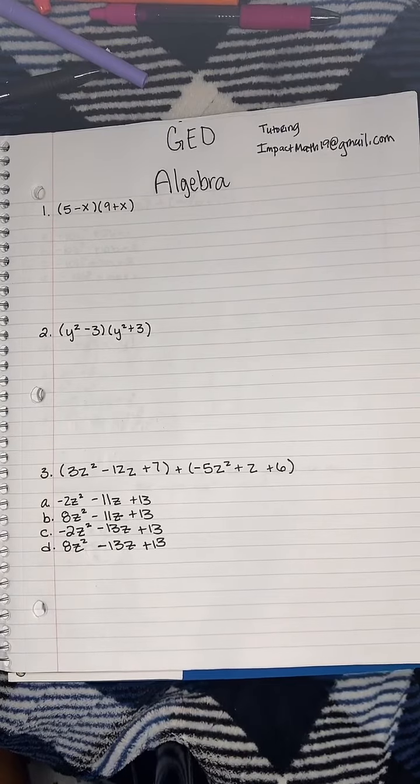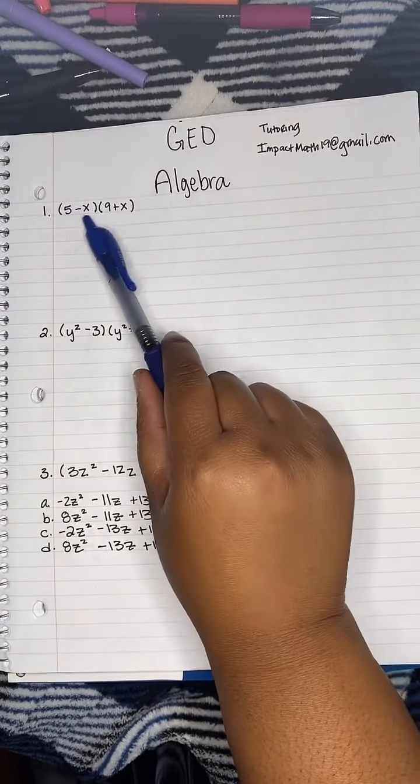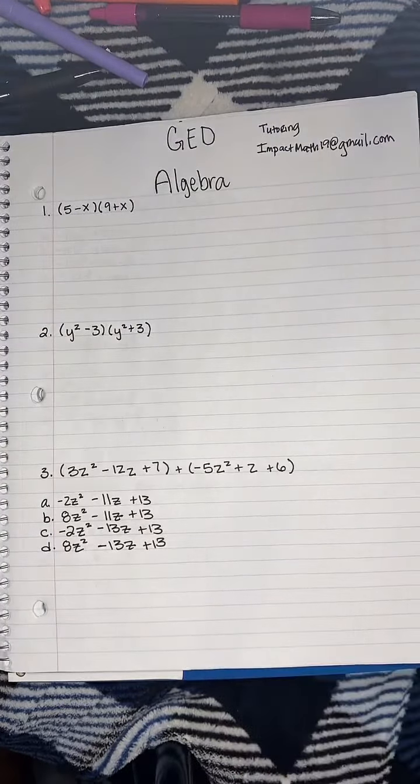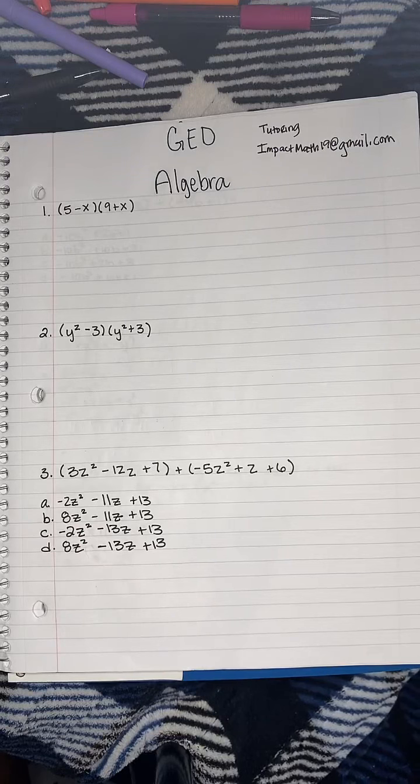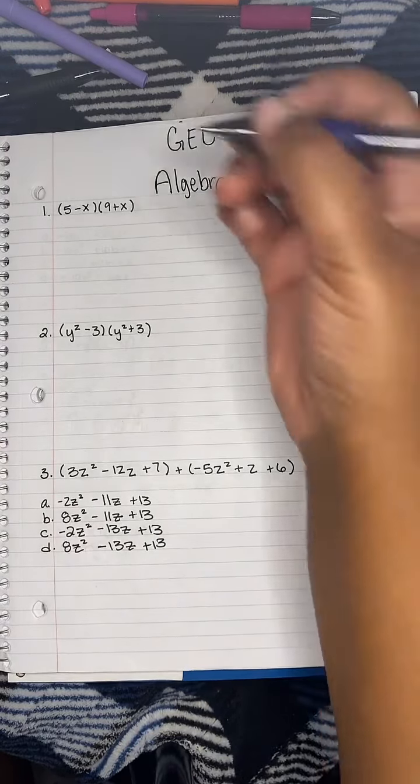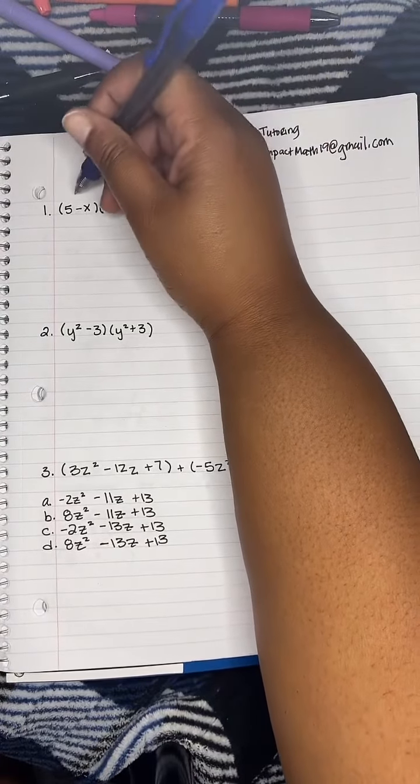Alrighty, so we have 5 minus x times 9 minus 9 plus x. All right, so we could do this multiple ways. We can do the box method, the FOIL method, or the distribute method. Okay, so I'm going to show you my favorite, and it's kind of like a mixture of FOIL.